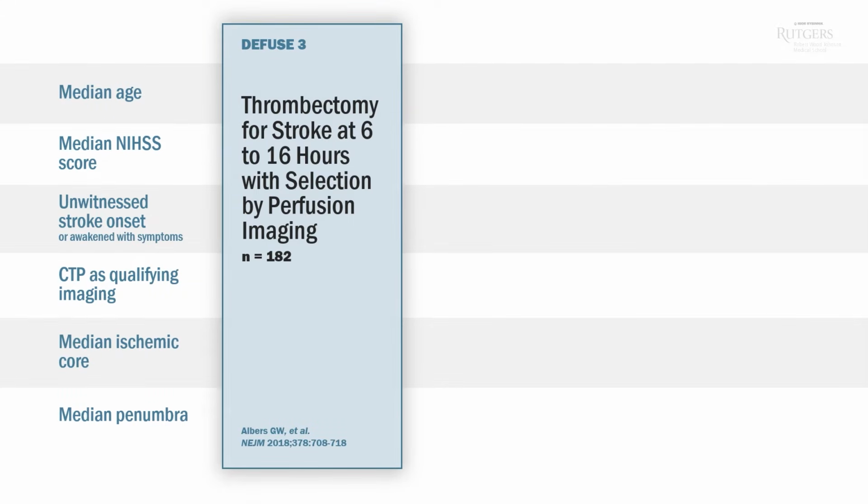In the DEFUSE 3 trial, patients who received thrombectomy presented with a proximal large vessel occlusion within 6 to 16 hours from last known well. Median age was 70, give or take 11 years. Deficits were severe, with median NIH stroke scale score of 16. Most, about 2/3, had unwitnessed stroke onset, usually awakening with stroke symptoms. While MRI was allowed for patient selection, majority of the patients were selected by CT perfusion.